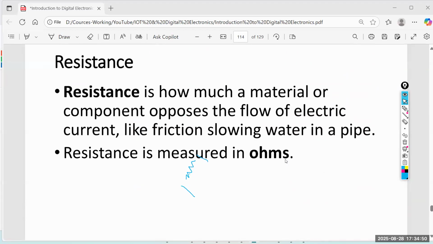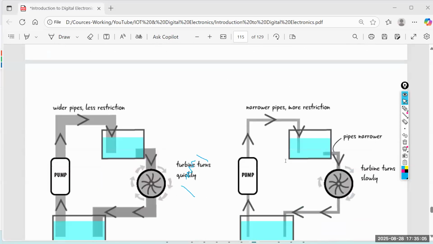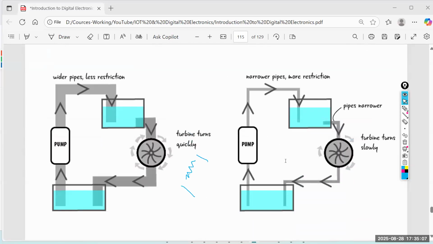Okay, so materials like copper have low resistance, low ohm value. Materials like plastic have very high resistance, and in between, like iron, moderate resistance. So you can see the resistance is something like a pipe: a bigger pipe means low resistance, and that means high flow. This is a bigger pipe, high water flow.